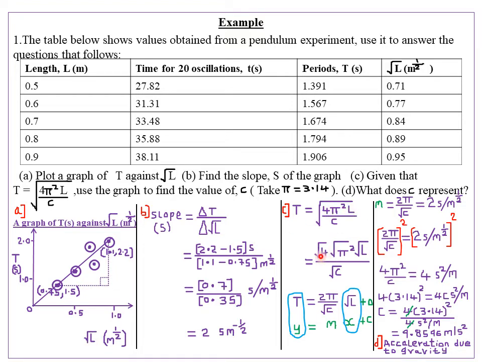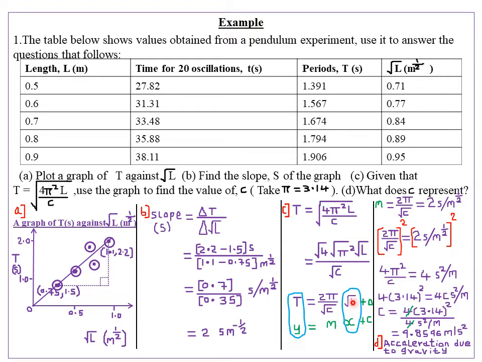So that I have the root of 4, then the root of pi squared, then the root of L, and of course the root of C. I'm just taking the square root of each and every value. The root of 4, I'll get 2. The root of pi squared, I'll get pi. The root of L, I'll get root of L. Then root of C, I'll get the root of C. Therefore, I have t is equal to 2 pi over the root of C, then times the root of L.